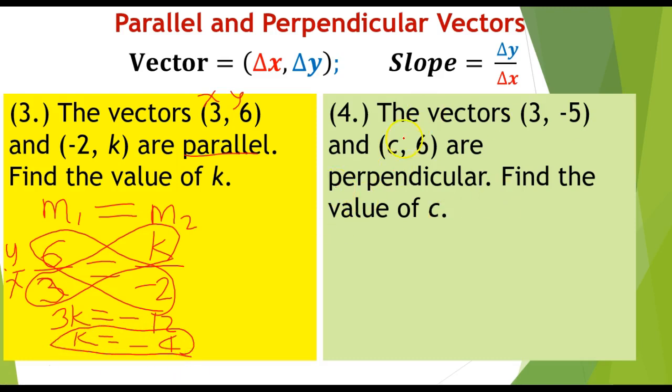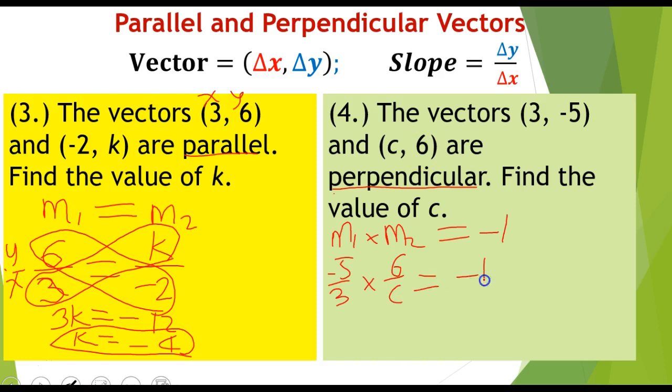Then how about this? Well, they are perpendicular. If they are perpendicular, it means the product of their slopes has to equal negative 1. So slope 1 times slope 2 is going to be equal to negative 1. So again, we write the vector like slope, y over x. So we do negative 5 over 3 times 6 over c is equal to negative 1.